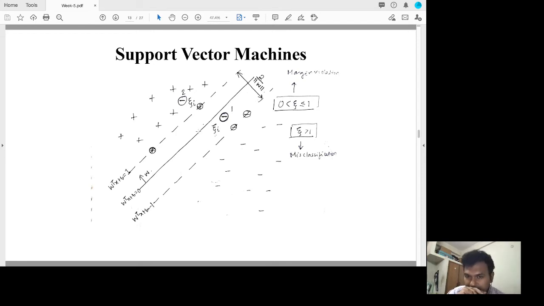Yes, but when it is violating the margin, is it inducing some error in the judge or accuracy? Yeah, I'll come to that. That will come in the formulation stage.